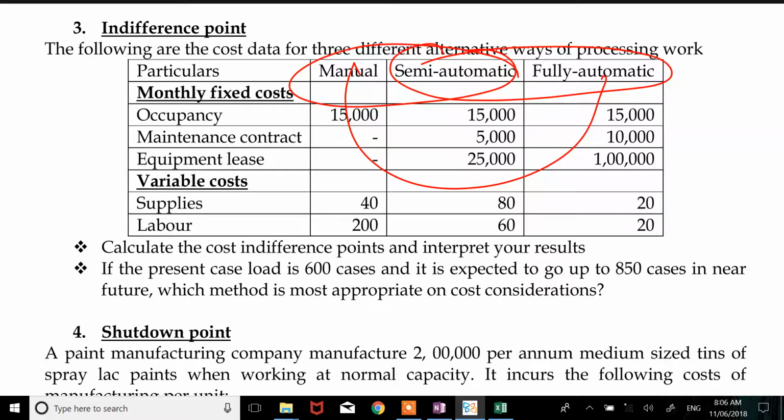This is as far as indifference point is concerned. Now I'll take you through the next one, which is shutdown point. Any doubts till now on the indifference point?